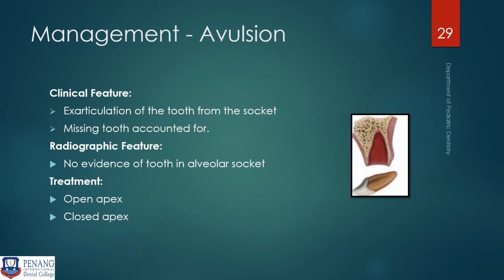So we are done with intrusive. Now we come to avulsion. So avulsion is basically the tooth is knocked out of its socket. It has come out completely from its socket. It's also called exarticulation of the tooth from the socket.